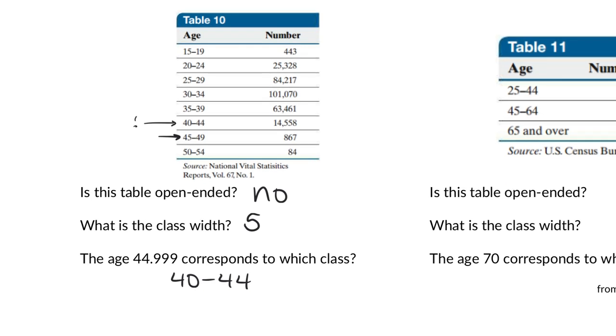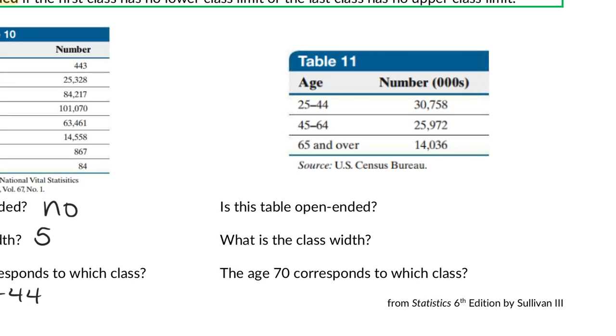The second table, however, do we see how this one's different from table 10? What's happening down here at the bottom? We're not just having the class width here. We're saying 65 and all the way up to 100 and whatever, however old the oldest person alive is. So this table is open-ended. And what is its class width? We're going from age 25 to age 44. How many different ages in that category are there?